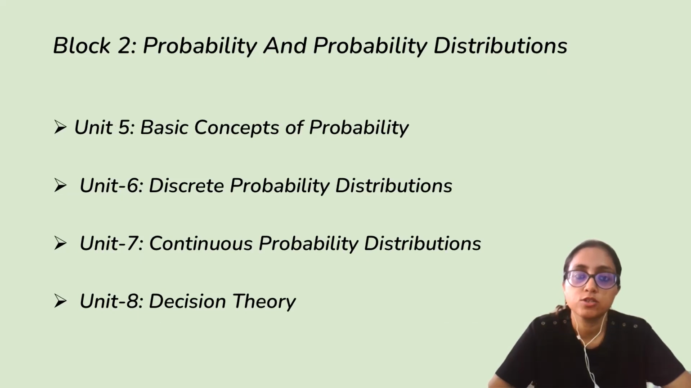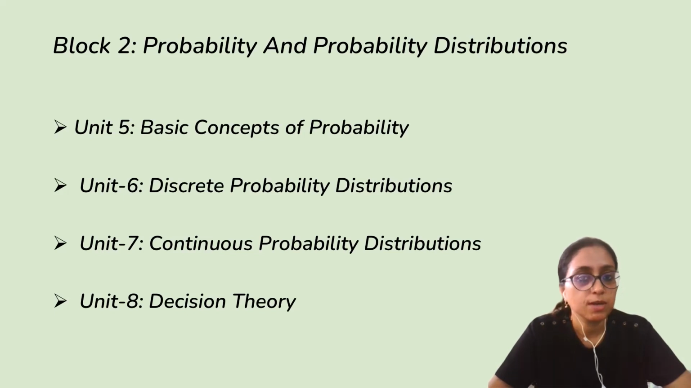Then Block 2 consists of probability and probability distribution. In this, there are 4 units. The first unit, that is unit 5 in this block, deals with basic concepts of probability. We'll understand what probability is. Probability is basically the chance of an event to happen. We'll understand the basic probability definitions. What is the concept of probability? What are some of the rules of probability? And then we'll go on to study probability distributions.